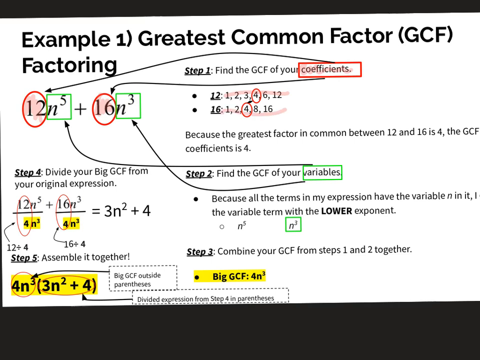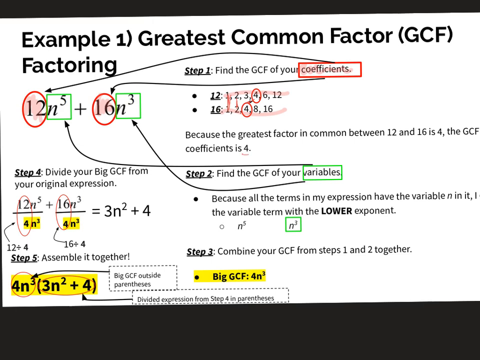I like to write these out going from smallest to largest, just so that I can more clearly see whether or not any of these values overlap, right? And if I look closely at this, I see that 1 is a common factor, 2 is a common factor, and 4 is a common factor. And that's about it, right? And because 4 is the largest common factor I have between these two values, I know that 4 is going to be my GCF, okay? So 4 is my GCF for my coefficient.